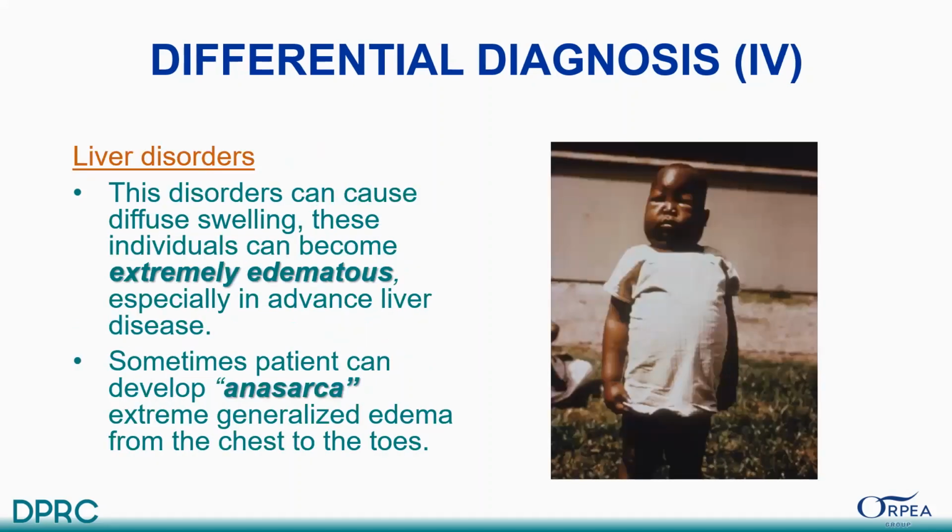Liver disorders. These disorders can cause diffuse swelling. These individuals can become extremely edematous, especially in advanced liver disease. Sometimes patients can develop anasarca, which means extreme generalized edema from the chest to the toes.